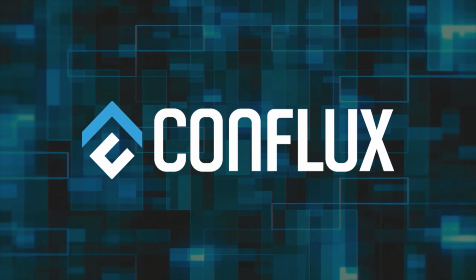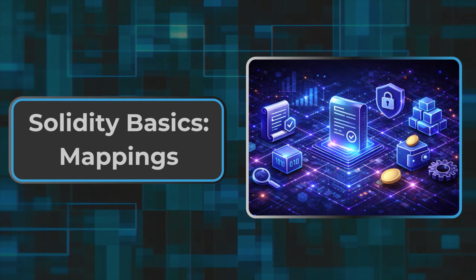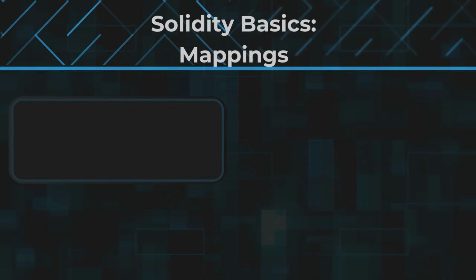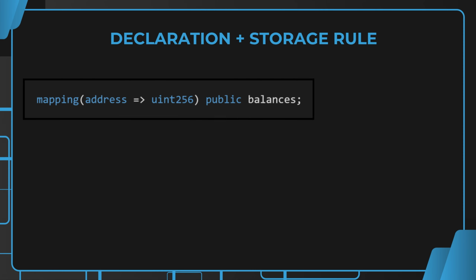In this video, we're going to talk about mappings in Solidity. A mapping is a key-value data structure. Similar to a dictionary, you provide a key, and Solidity gives you the value associated with that key. Mappings are one of the most important and widely used data structures in Solidity, especially when you need fast lookups by address or by ID.